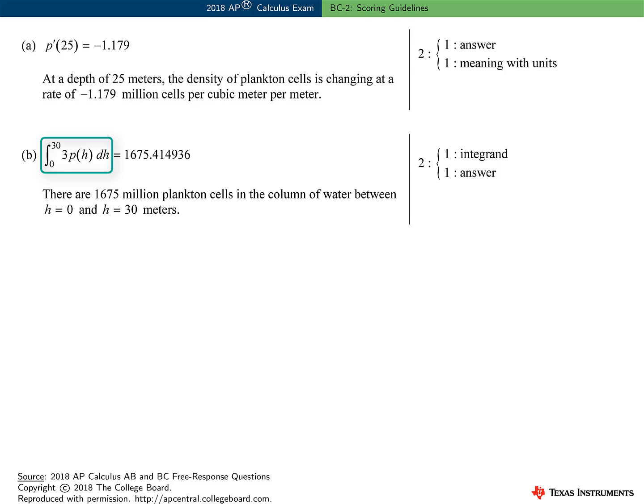Part B was also worth 2 points. 1 point for the correct integrand in the context of a definite integral, and 1 point for the correct answer. Now the question asked for the number of plankton cells to the nearest million, so we're looking for 1675 here. But any answer that is correct to the number of given decimals, up to 3, earns this point.